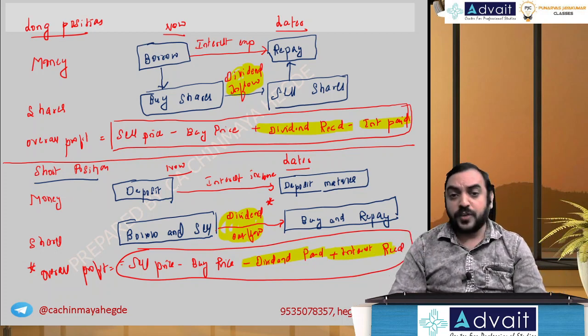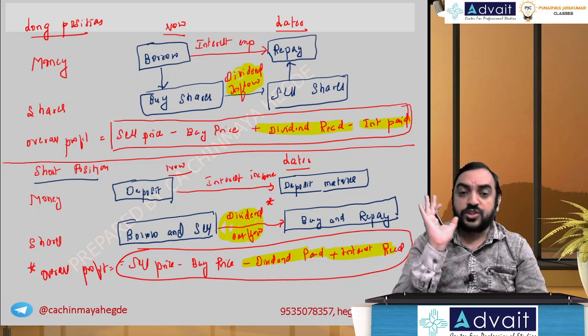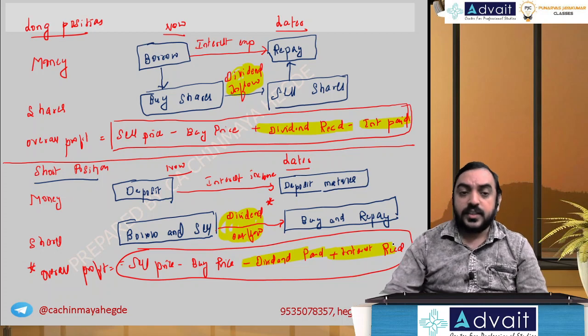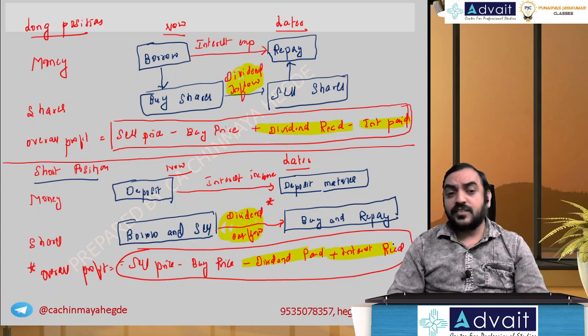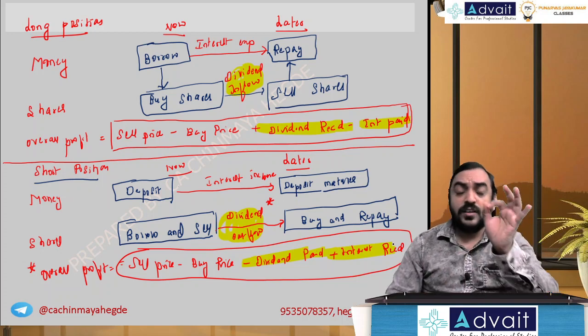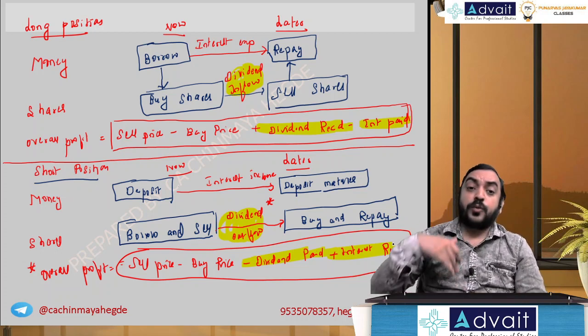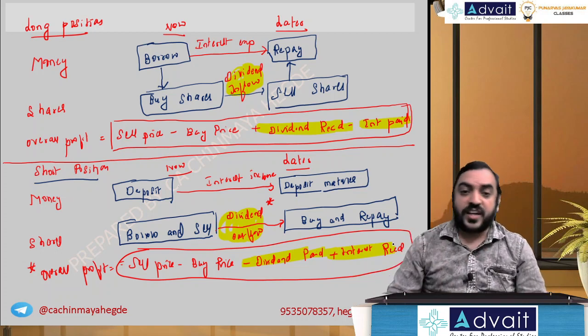So please make a note of this. This is the format we are going to solve in problems. On money, you will have interest. On shares, you will have a dividend. I'm going to give you one more format for more conceptual clarity. First, you write down this. Let me know if you have any doubt.